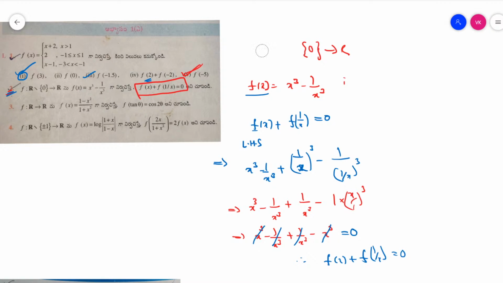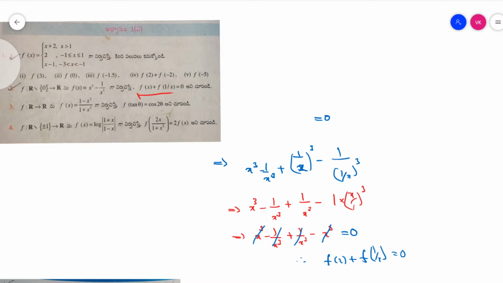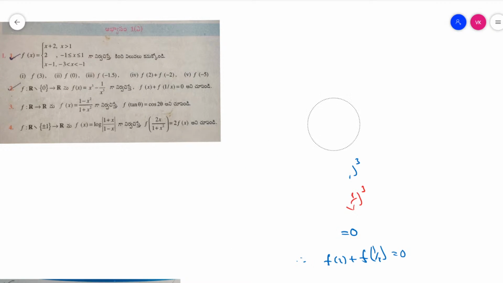Let's move to the third question. What we have to find and what is given.